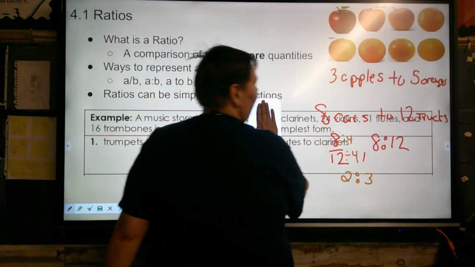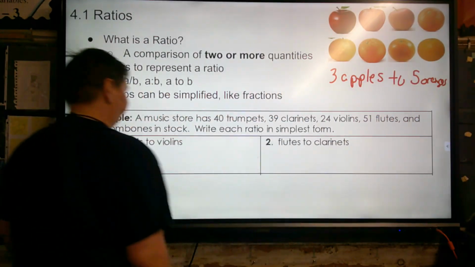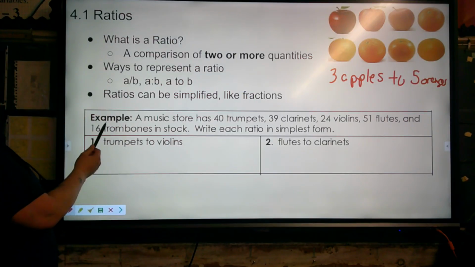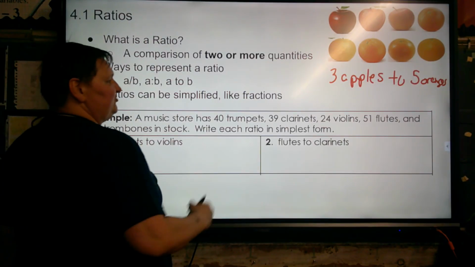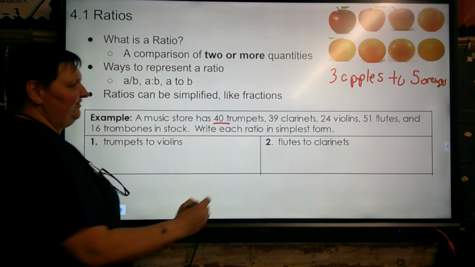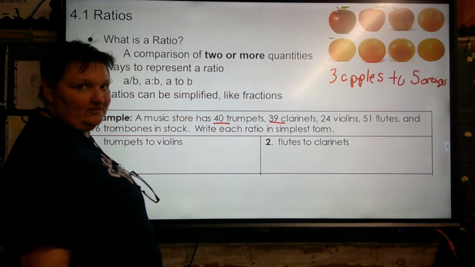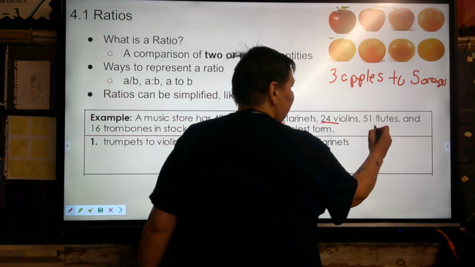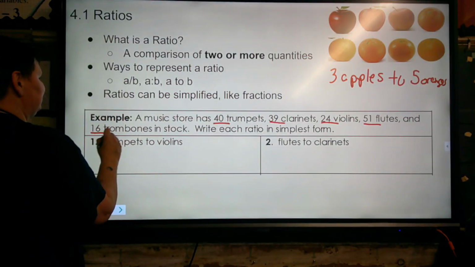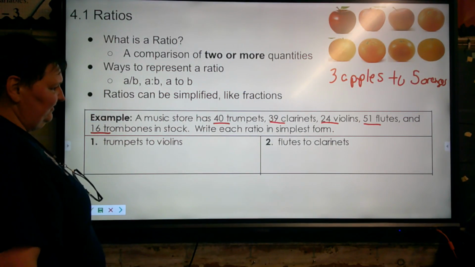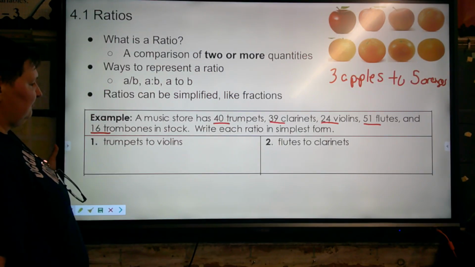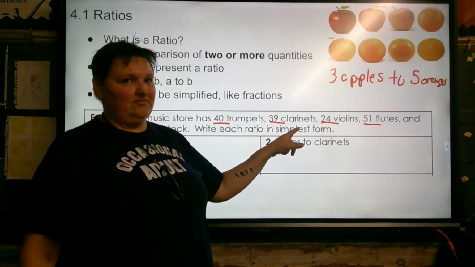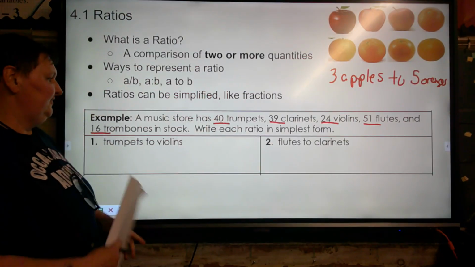All right, so let's see what this looks like. Example. A music store has 40 trumpets, 40 T, 39 clarinets, 39 C, just in case we need a variable, they're already there. 24 violins, 51 flutes, and 16 trombones. It says write each ratio in simplest form. So it's going to remind you to reduce. It's going to remind you to simplify, right?